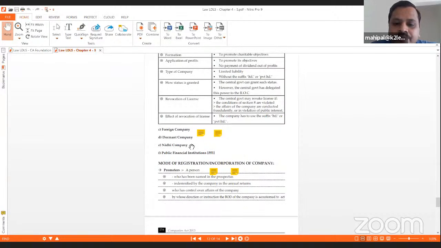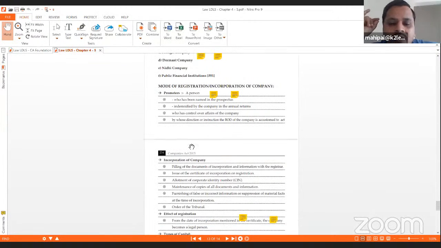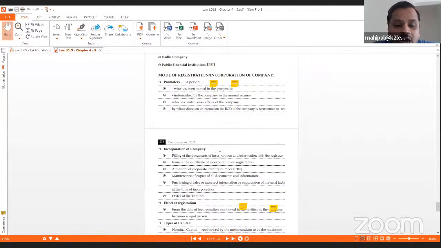Mode of registration of the company. First, promoters: the person under whose name is put in the prospectus. He becomes the identity of the company, is responsible for the annual returns, has control over the affairs of the company, and directs and instructs the board of directors in the conduct of the business. Number 1, file the documents. Number 2, issue the certificate of registration. Allotment of shares, maintenance of all documents, and furnishing false information is not allowed.